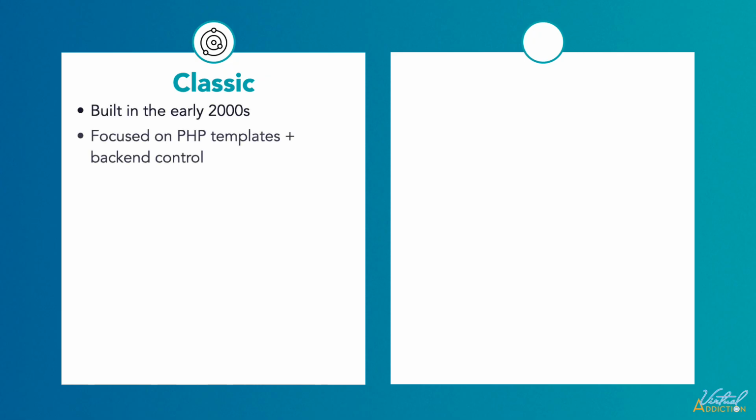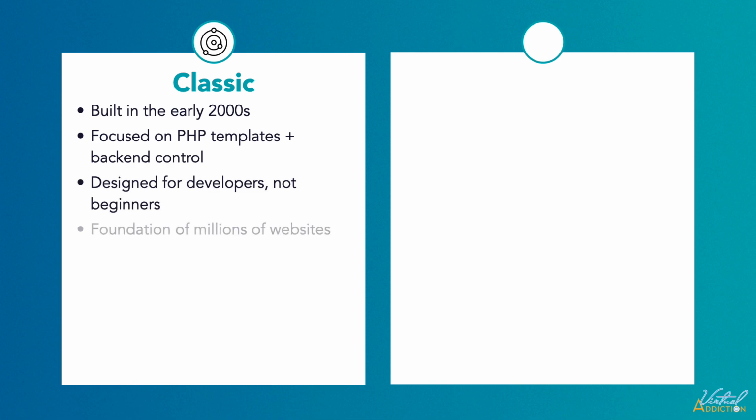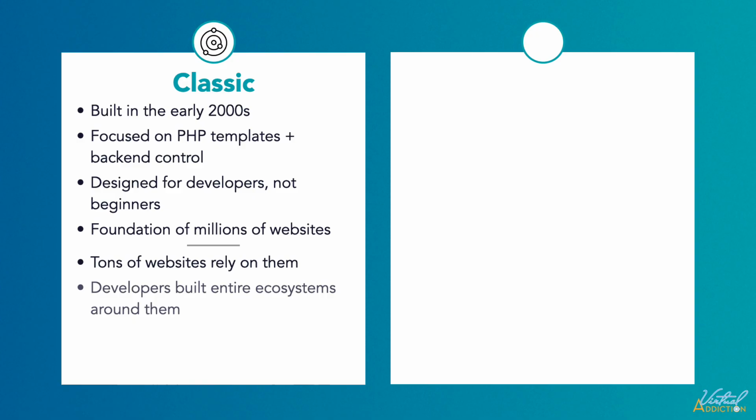Originally, WordPress only supported classic themes. These were built in the early 2000s and relied heavily on PHP templates and back-end development. They were designed mainly for developers, not beginners. That's why classic themes are still widely used today. Millions of websites depend on them. Entire ecosystems were built around them. Removing them would break a huge portion of the web.